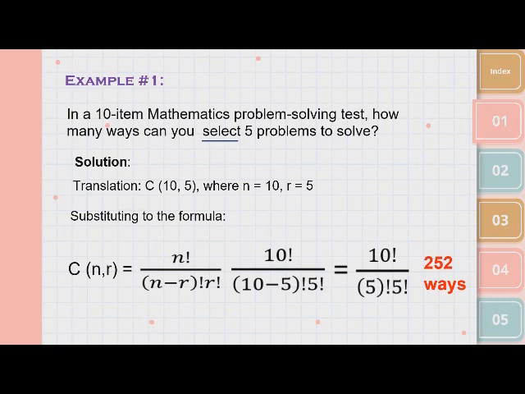In another way, you can use the permutation of 10 taken 5, then divide your answer by r, which is 5 factorial. You will get an answer equal to 252 ways. I hope that's clear. Let's proceed now to example number 2.